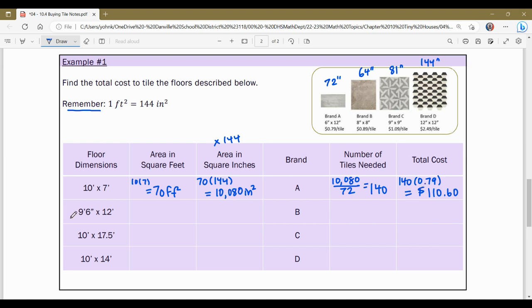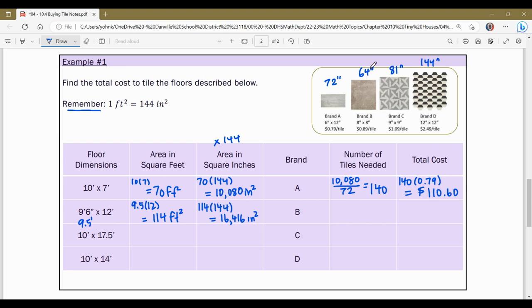All right, the second room we have is 9 feet 6 inches by 12 feet. Remember that 9 feet 6 inches is 9.5 feet. So that's the first thing you should remember. So to find the area, we're going to multiply 9.5 times 12. That's going to give us 114 square feet. Then I'm going to change it to square inches by multiplying 114 by 144. This is going to give us 16,416 square inches.